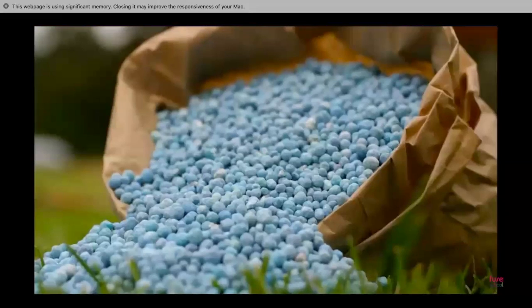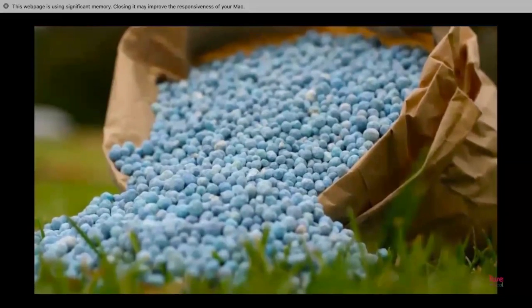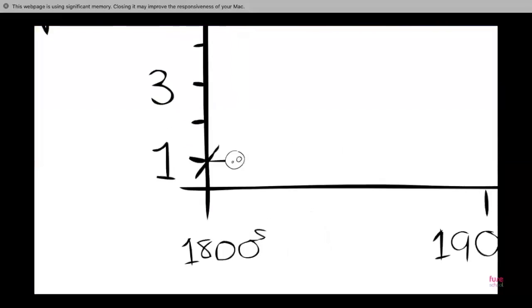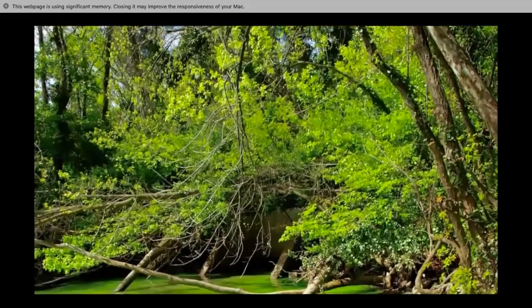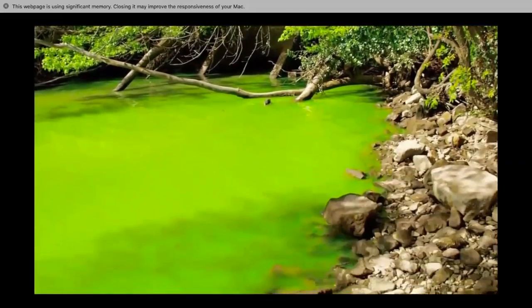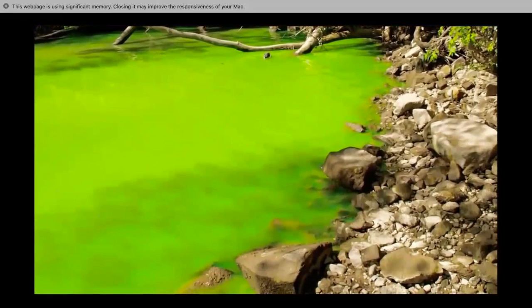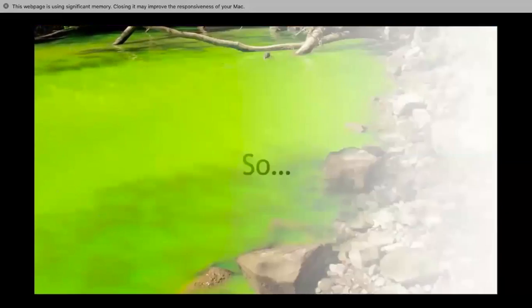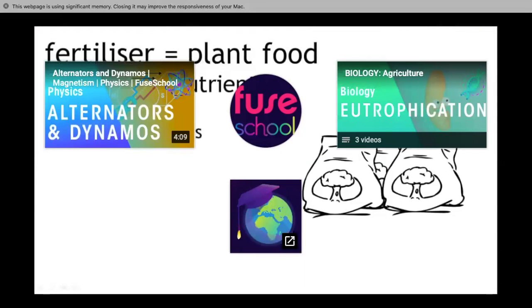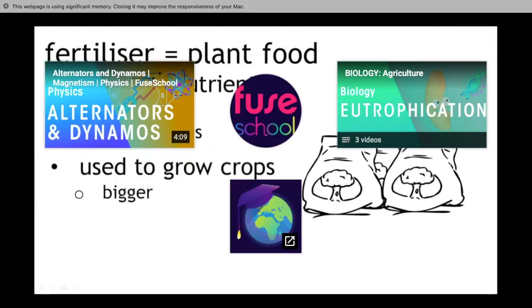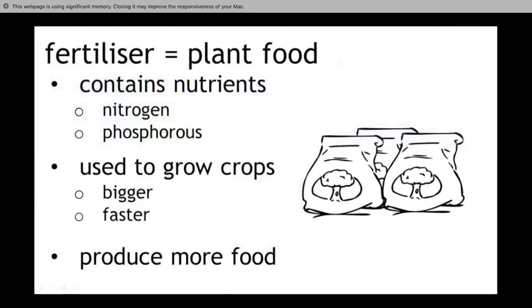Since we learned how to make fertilizers efficiently on a large scale, we've been able to grow many more crops, and therefore the human population has risen dramatically. There can be problems with putting too much fertilizer into a natural system, and some of the problems with fertilizers are explained in other videos. So, a fertilizer is a plant food that contains nutrients such as nitrogen and phosphorus, and we use it to grow our crops bigger and faster so they produce more food.